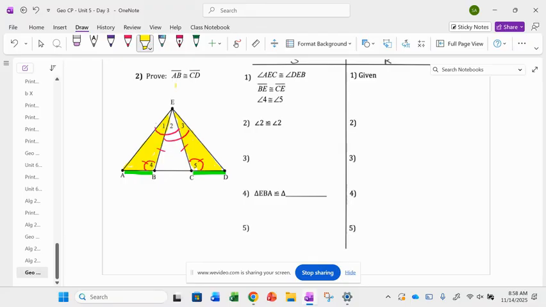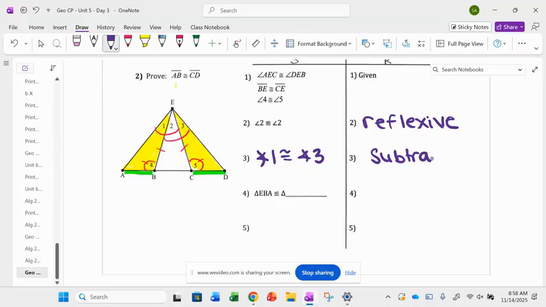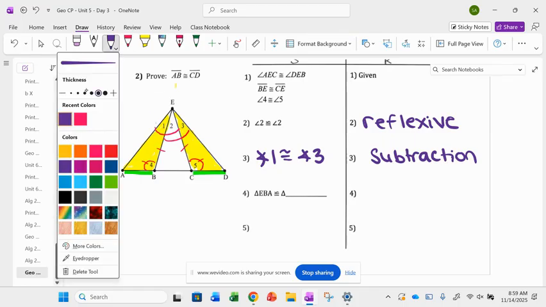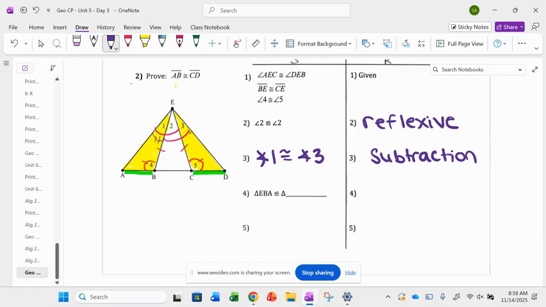Jonah? Excellent, subtraction. Don't they overlap, those two big angles at 2? So because I'm subtracting that 2, I'm going to say angle 2 is congruent to angle 2, reflexive. And then I can say angle 1's congruent to angle 3, subtraction. So now I've got angle 1 and angle 3 congruent.